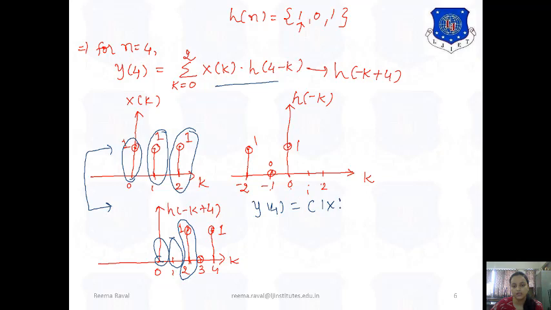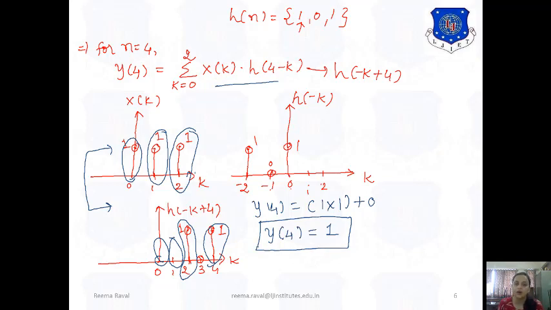So it will be 1 into 1 plus, here at instant 3 the value is 0. Here at instant 3 there is no value, so the rest of the values will be 0. Similarly, at instant 4 the value is 1, but here at instant 4 there is no value, right? So we can say that y of 4 equals 1.